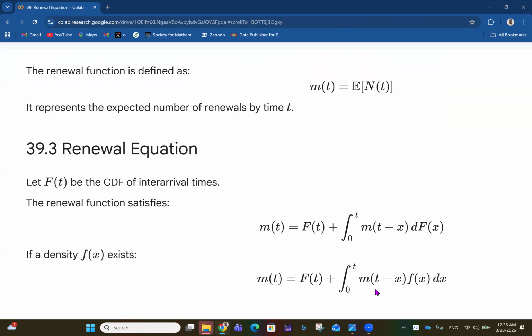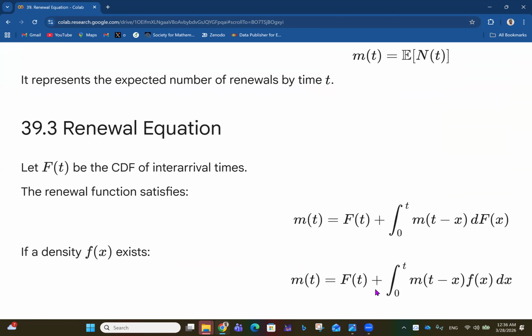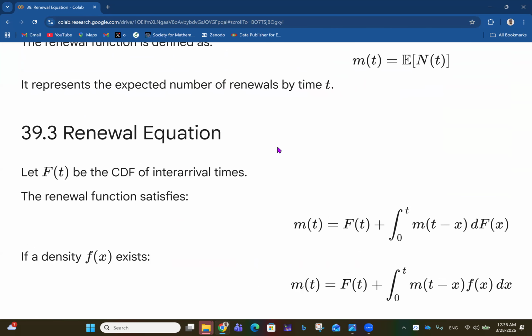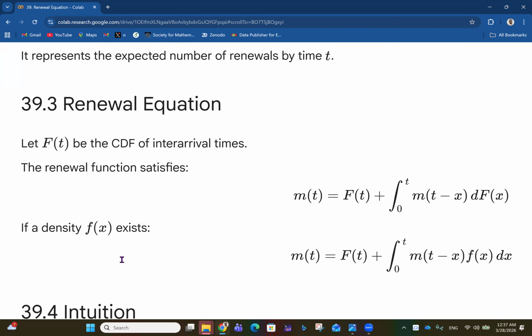Then we go on to talk about the renewal equation, on which this video actually focuses. Let F of t be the cumulative distribution function of inter-arrival times. The renewal function satisfies m of t equals F of t plus the integral from 0 to t of m of t minus x dF(x). If a density f of x does exist, then m of t is equal to F of t plus the integral from 0 to t of m of t minus x, and then we can rewrite dF(x) as f of x dx, if a density function f of x does exist for the situation we are considering.